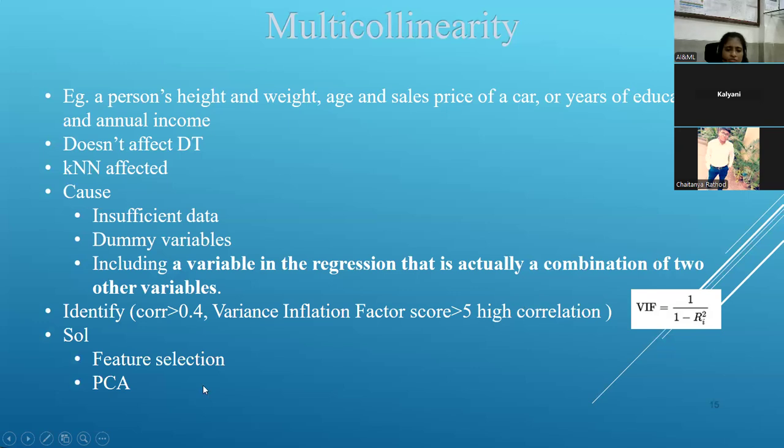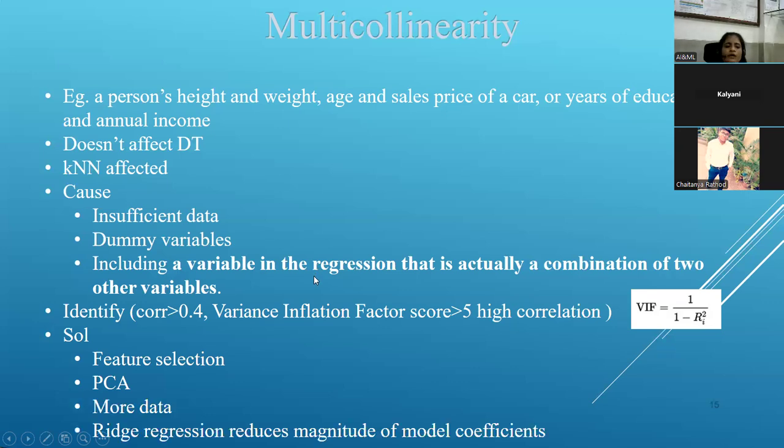Either you can perform feature selection to reduce down the number of features, or you can apply a dimensionality reduction technique for feature engineering, such as PCA, principal component analysis. Or I can pick more data, because there is an issue with the features, so I'll increase the number of samples, which is a tedious and costly task, the collection of data. Or I might use a regularization technique such as ridge regression.